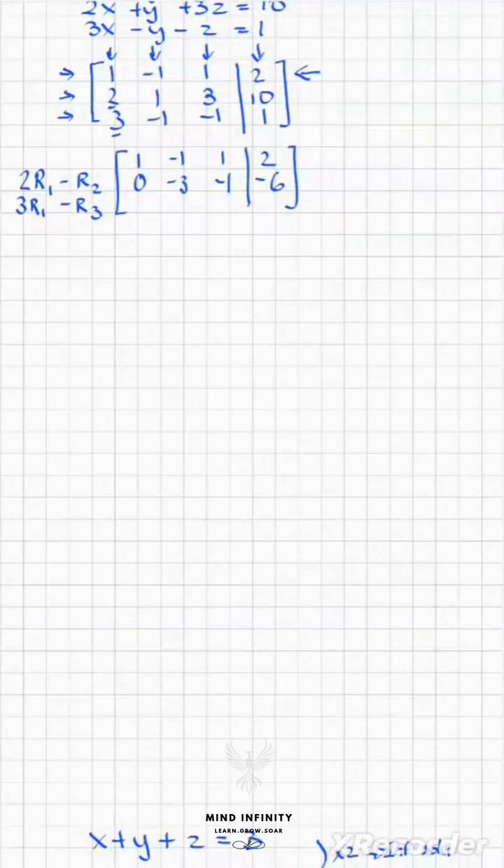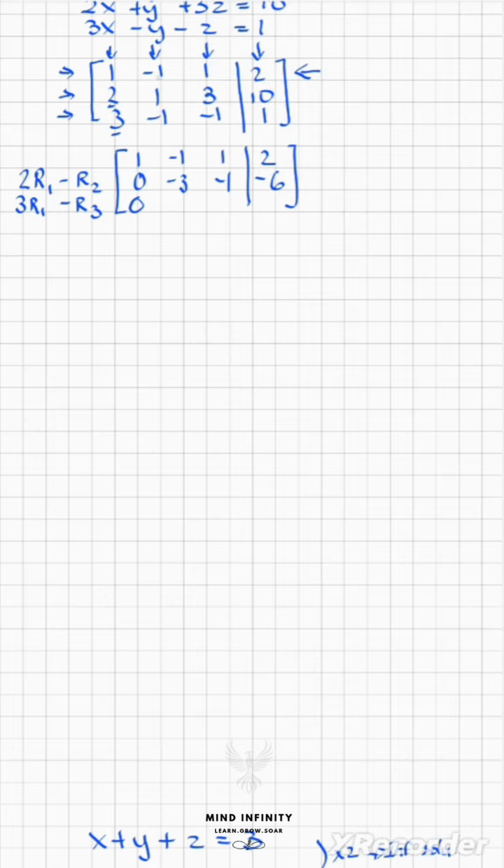Then for row 3, we have 3 times 1 minus 3, that's 0. 3 times -1 minus -1, that is -2. 3 times 1 minus -1, that is 4. 3 times 2 minus 1, that is 5.